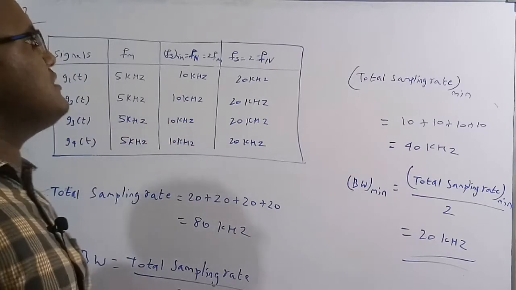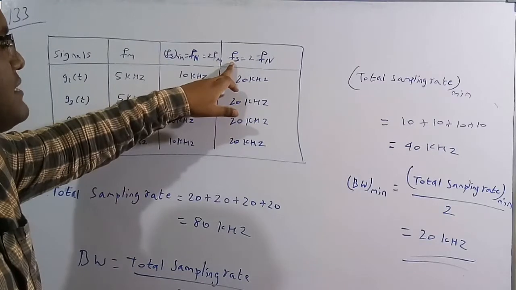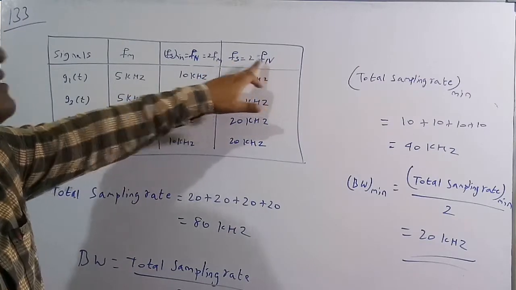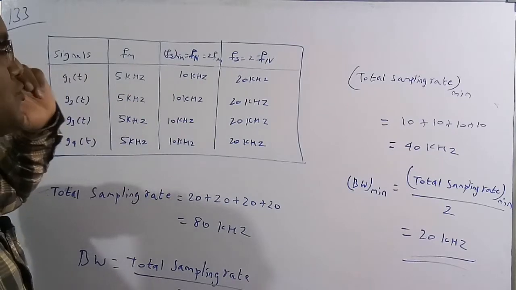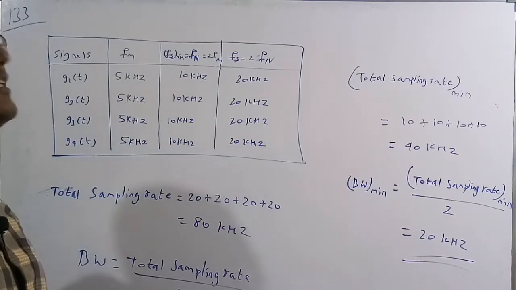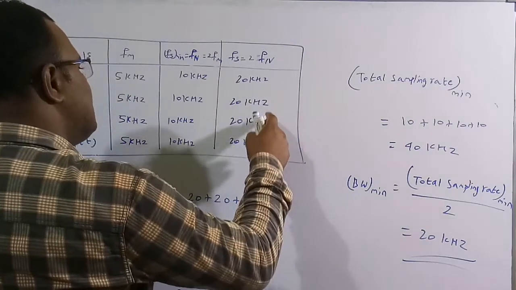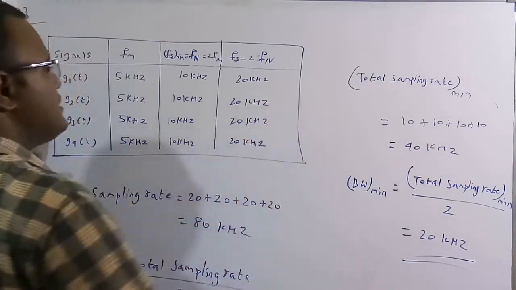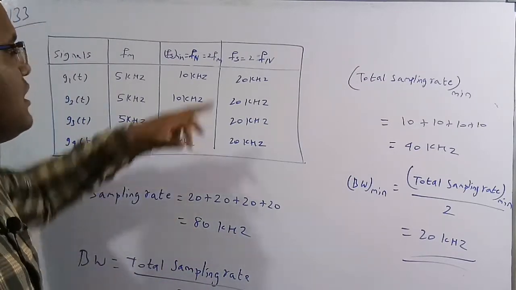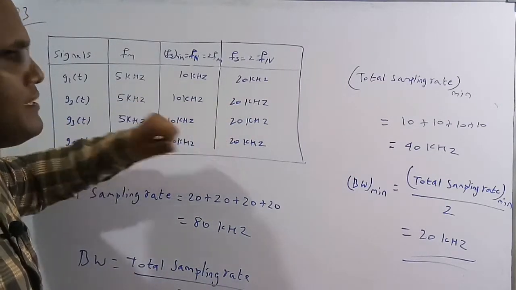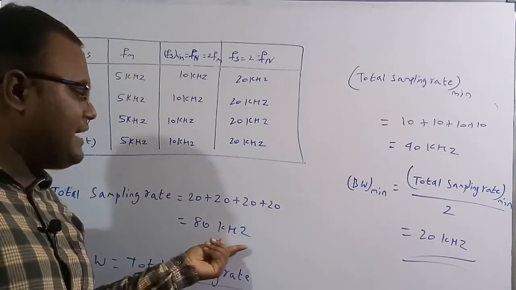But here in this question they are sampling at twice the Nyquist frequency, which means you have to go twice again. So 10 into 2 is 20, so 20 kHz for each. Each of the 4 signals is sampled at 20 kHz. Now I want to know the overall sampling rate, so we add each sampling frequency: 20 plus 20 plus 20 plus 20, which is 80 kHz.